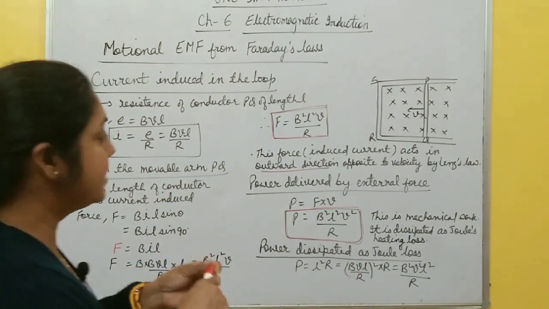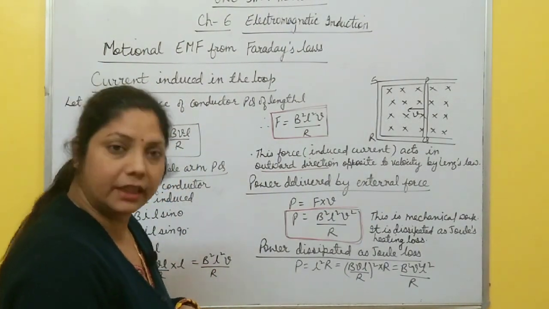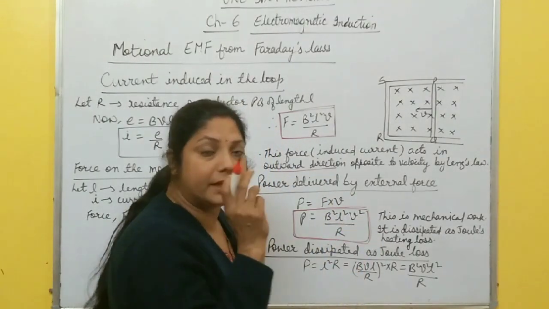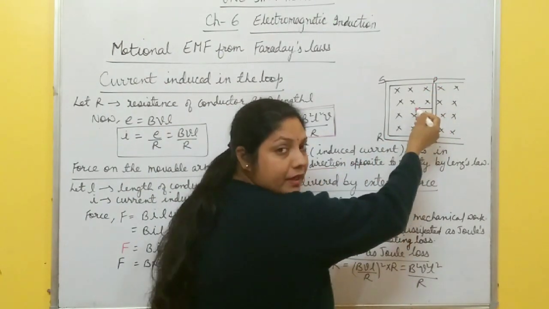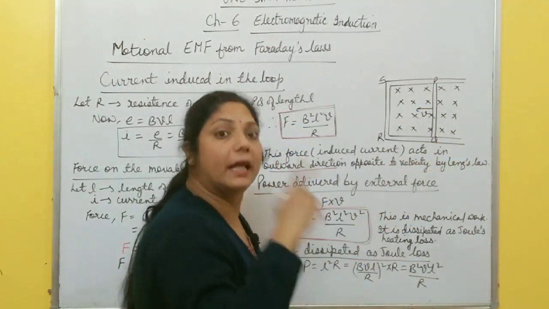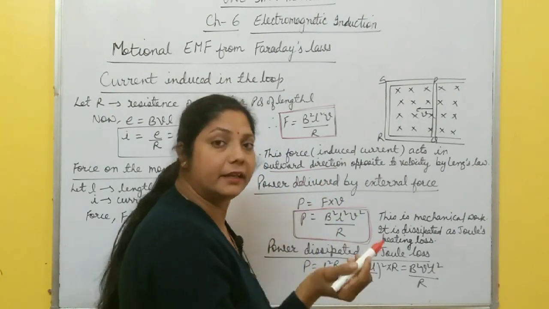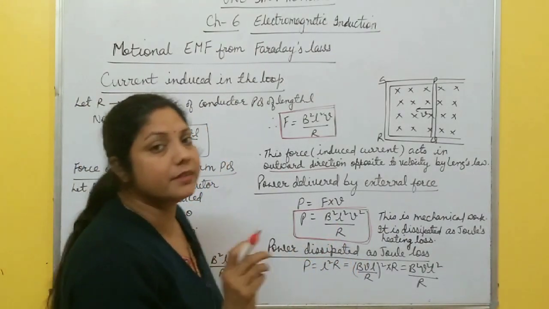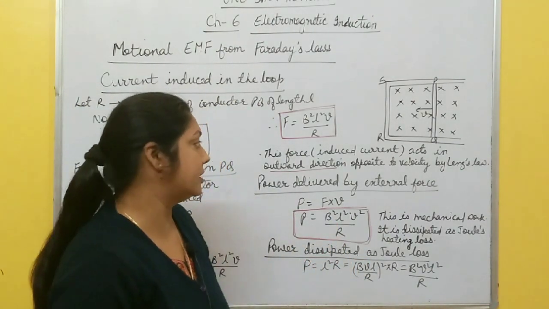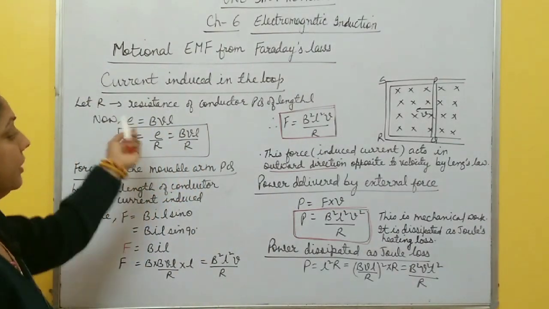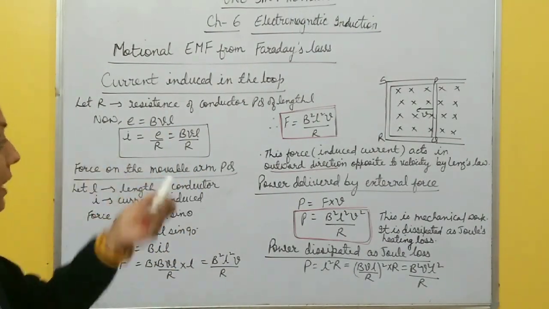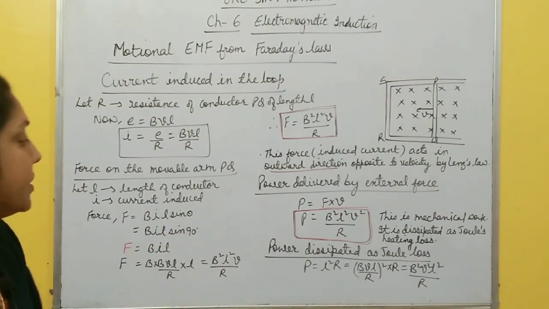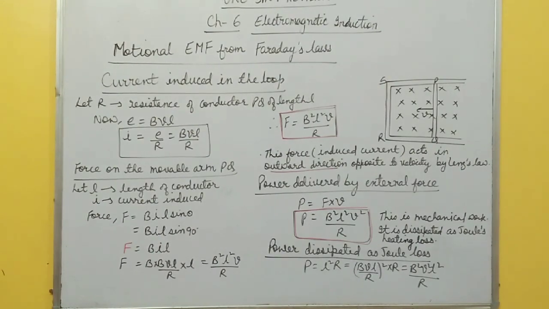So this is in accordance with conservation of energy. How? This mechanical energy, expended to maintain the motion of this movable arm, is first converted into electrical energy, meaning induced current, and then into thermal energy or heat energy. So this is consistent with the law of conservation of energy. In this way, you can derive this expression for power delivered by external force and how it is dissipated as Joule's heating loss, right? Please take a screenshot of this one.